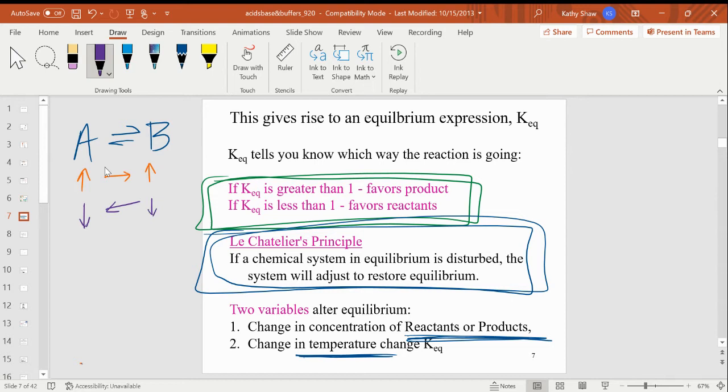Or, here's another one. I'm in equilibrium. I've got equal amounts of A and B. Let's say all of a sudden I dump more B in. I'm out of equilibrium. So what's going to happen? Le Chatelier says, I'll take some of the B, make some A, so now I have more of both again. I'm in a new equilibrium with more of both. Or what else?